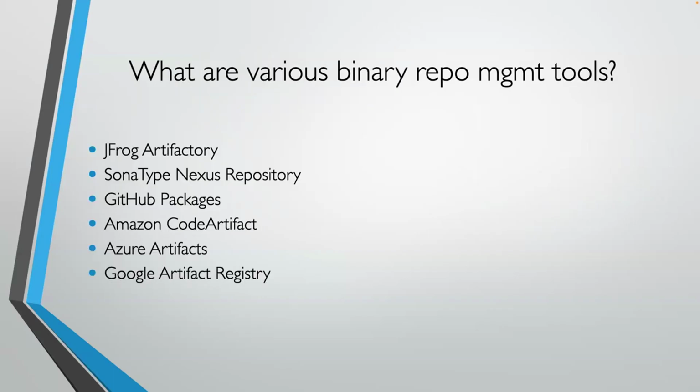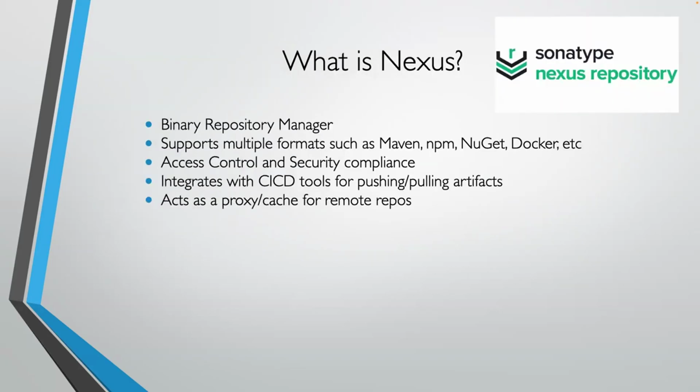There are various binary repository management tools out there in the market, but I just highlighted the top 6 over here. You can use Artifactory from a company called JFrog, and you can use Nexus Repository from a company called Sonatype. GitHub also has its own repository manager called GitHub Packages. AWS also has its own binary repository management tool called CodeArtifact, and Azure has something called Azure Artifacts. Similarly, you can use Google Artifact Registry for storing your build artifacts inside Google Cloud as well.